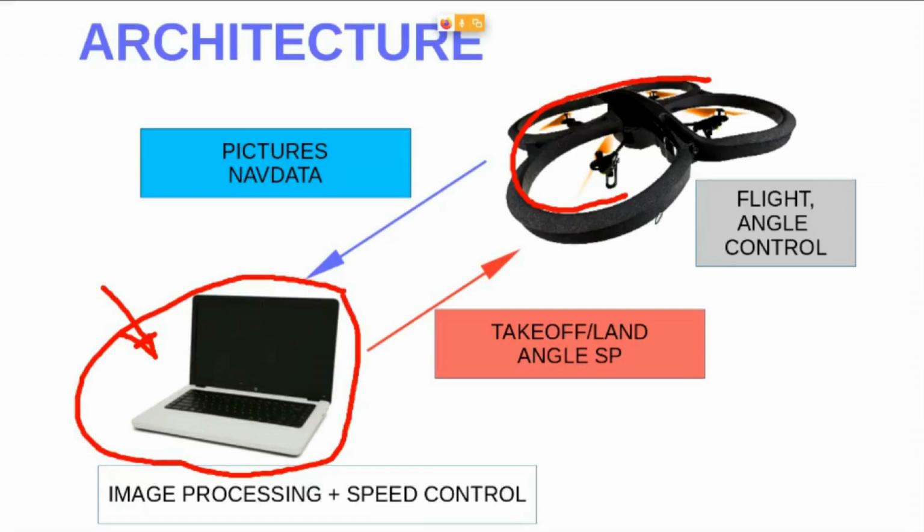So remember, we have the pictures and the navigation data that are going from the aircraft to the remote computer, and then from the remote computer to the aircraft we have the takeoff and land commands, and obviously the set points for the angles.